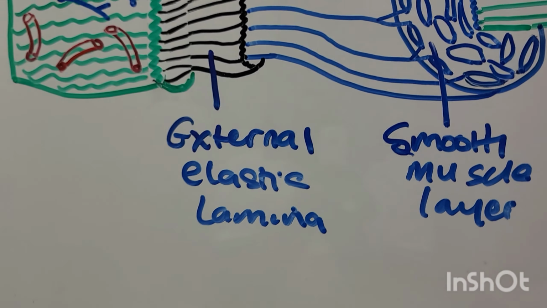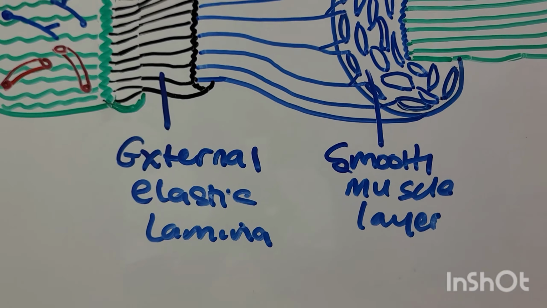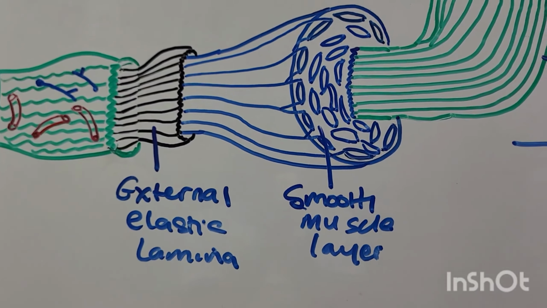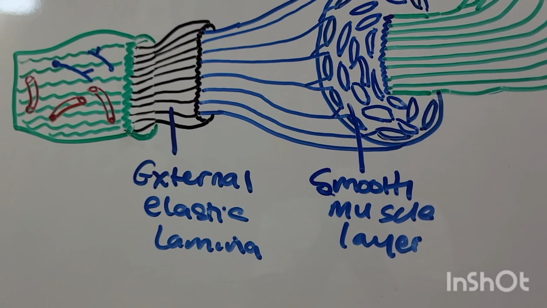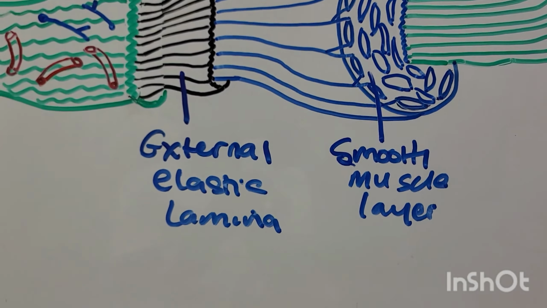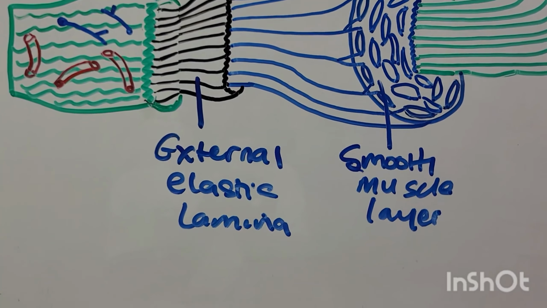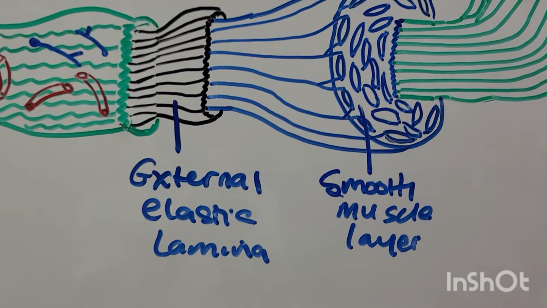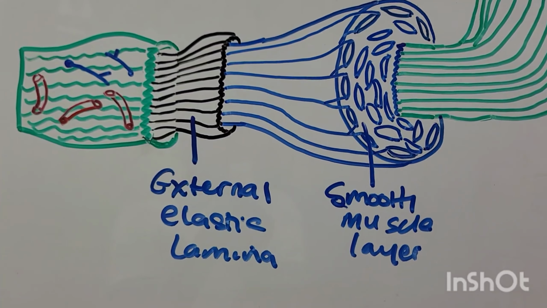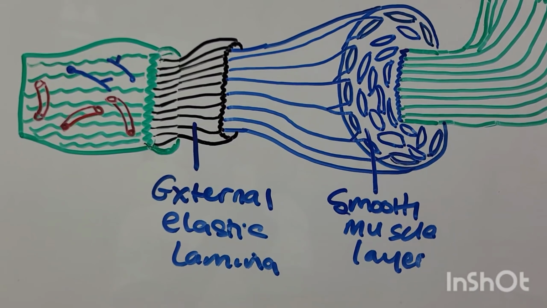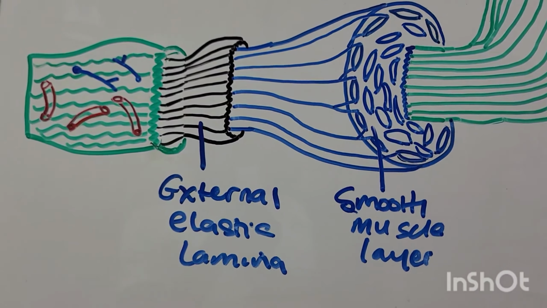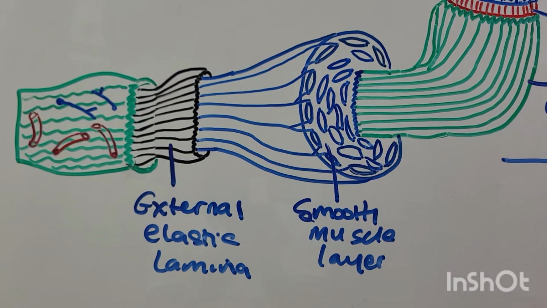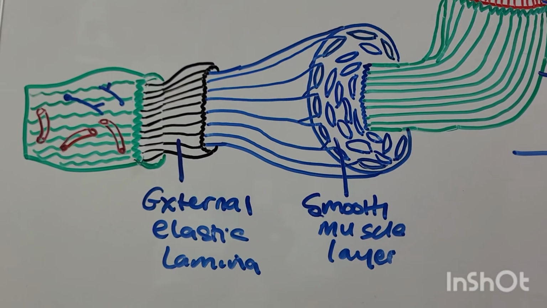The external and the internal elastic lamina provide the stretch and recoiling ability of the arteries and veins. We have well developed internal and external elastic lamina in arteries. Of course, in the case of veins, they are not that well developed, and some veins do not even have the external and internal elastic lamina. But in arteries we have developed external and internal elastic lamina.